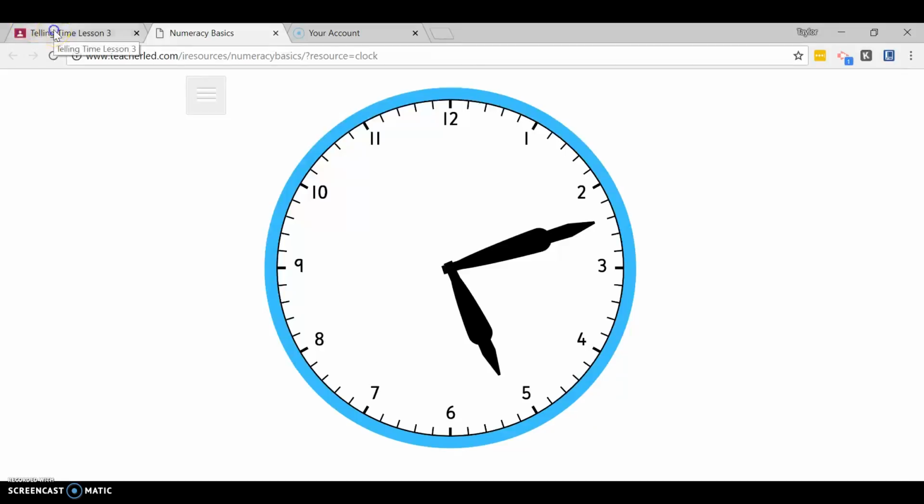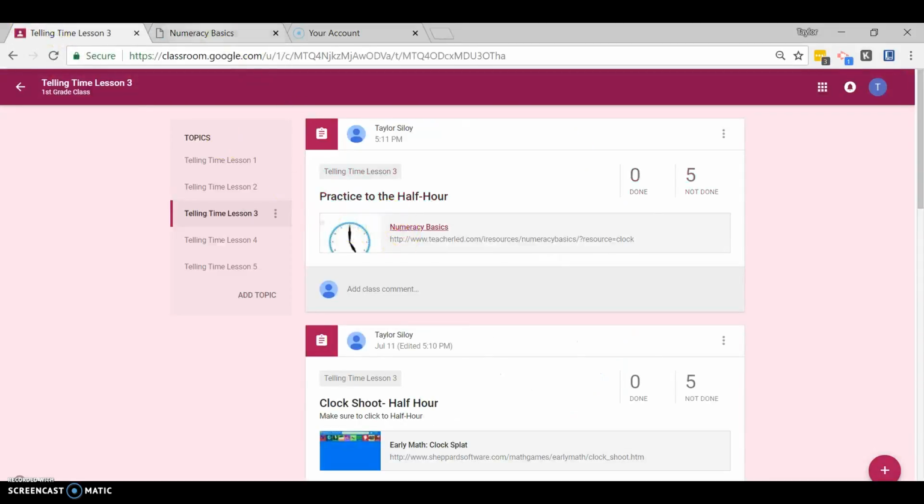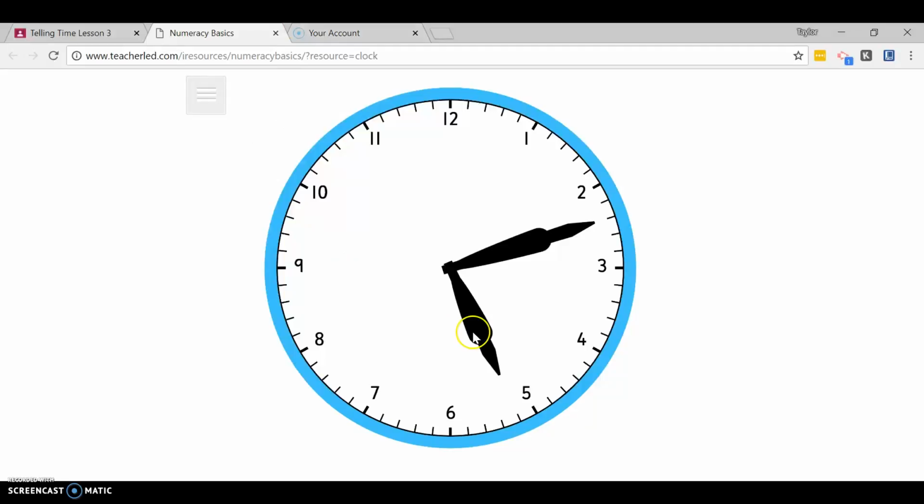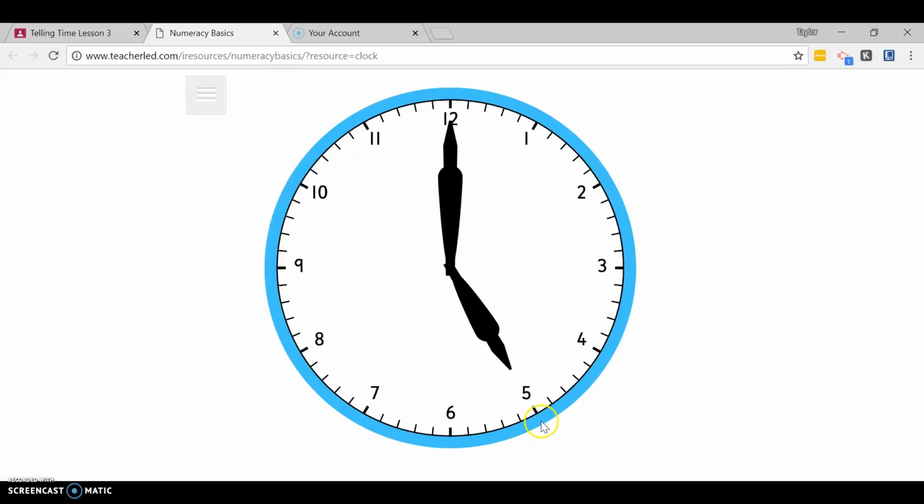So what I want you to do is to make sure you click on this first link. You're going to go to your clock, your practice clock that we've been using for the last couple lessons. And we've been talking about things that were at the hour. So currently this clock is sitting at what time? That is correct, 5 o'clock.